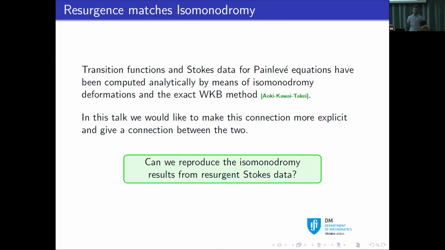Resurgence matches isomonodromy, right? So this is the thing that we want to do. We know that transition functions and Stokes data for Painlevé equations have been computed analytically. These are the works of Aoki, Kawai, and Takei, by means of the isomonodromy deformations and this exact WKB method. So we want to take these transition functions, or these connection formulas, and try to find them from the resurgence point of view and see how we can connect the two of them.